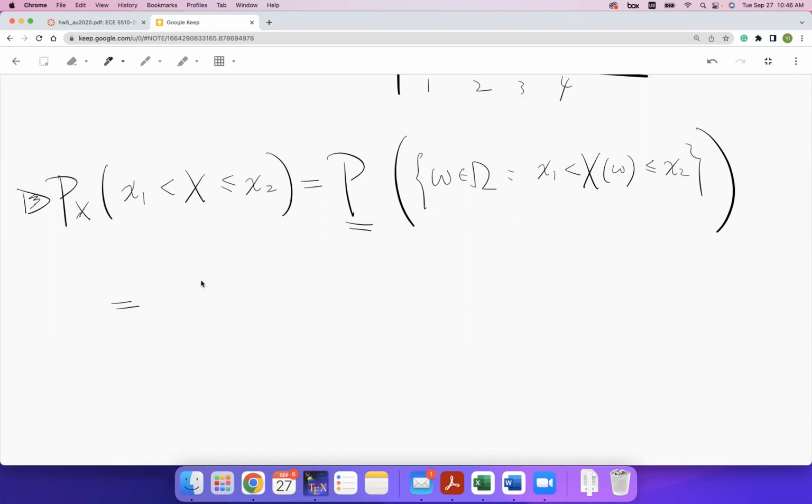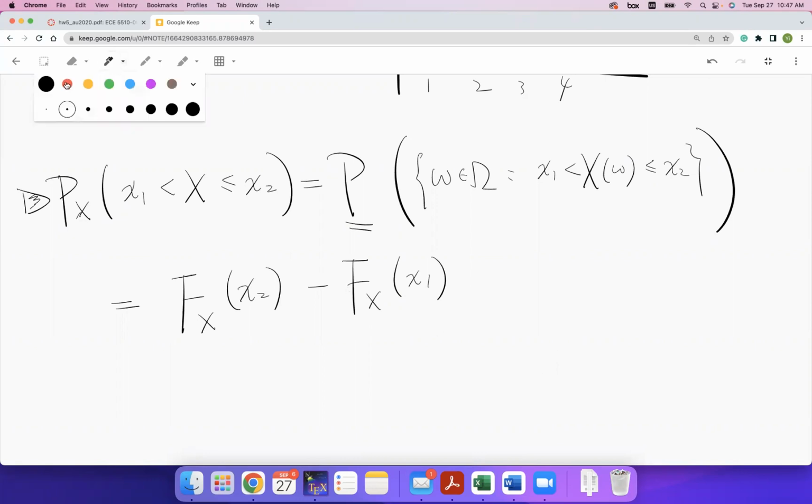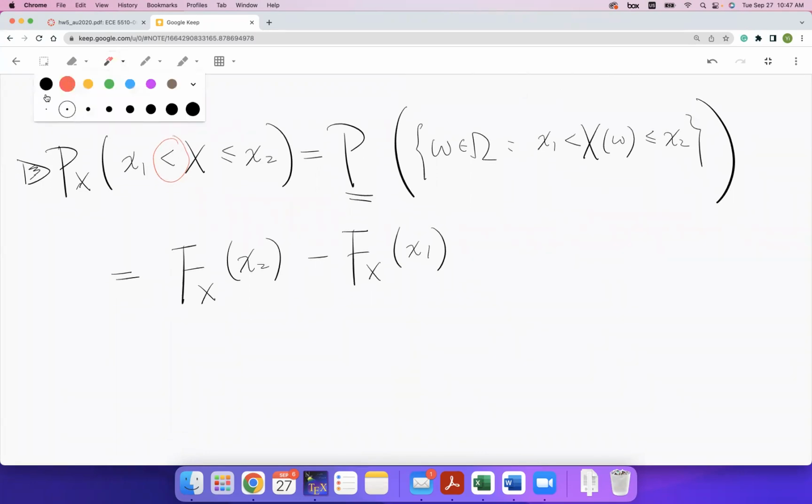But if we know the CDF function, this has a very simple formula. This is the CDF evaluated at x2 minus the CDF at x1. Okay. And here, note that this is very tricky. It is strictly bigger than x1. This is actually important.